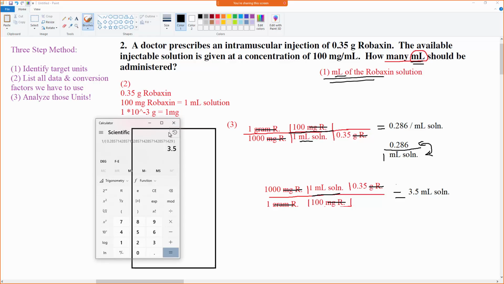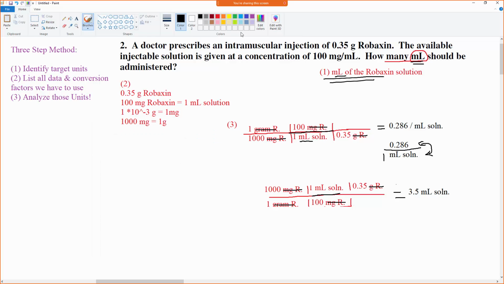Okay. And yes, again, a question here in the discussion, how did we know some of this? We pulled it right out of here and right out of here. And this one, you had to know your metric system prefixes. So that's when you have to know.